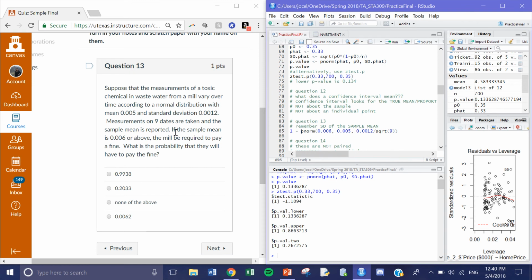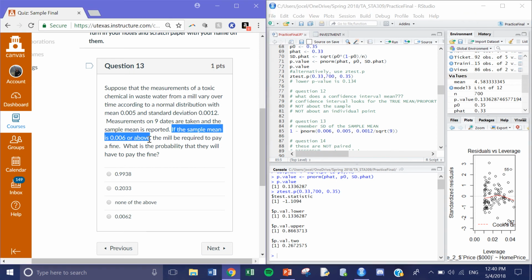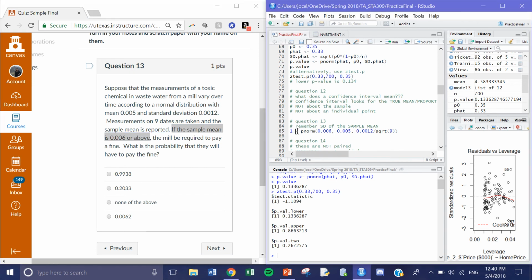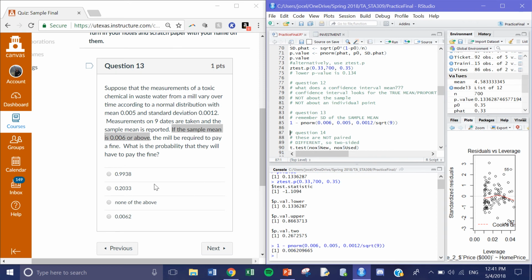And because it's saying if the sample mean is 0.006 or above, I have to do 1 minus, because pnorm always shows me the lower tail, so I want it to do the opposite. So I'm doing 1 minus pnorm of that 0.006, the mean of 0.005, and the standard deviation of the sample mean, which is the standard deviation of the population divided by the square root of n. And I see that this is 0.0062.